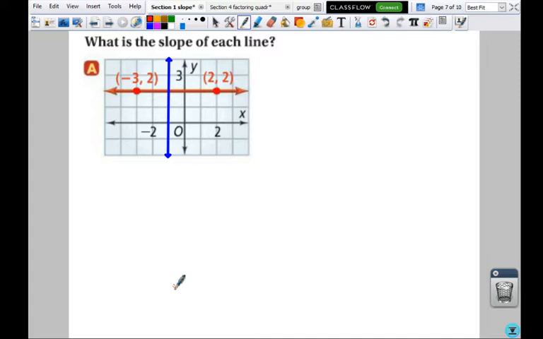Alright, so I'm gonna do rise over run on my red line here. If I'm going from left to right, am I going up at all? No. So my rise is 0, and I'm going over 1, 2, 3, 4, 5. If I go 0 over 5, what is that really? 0. If you ever have a completely horizontal line, a completely flat line, it is always 0 slope. Always.